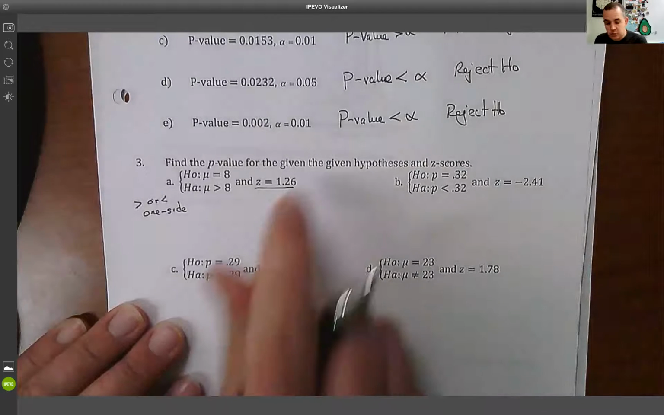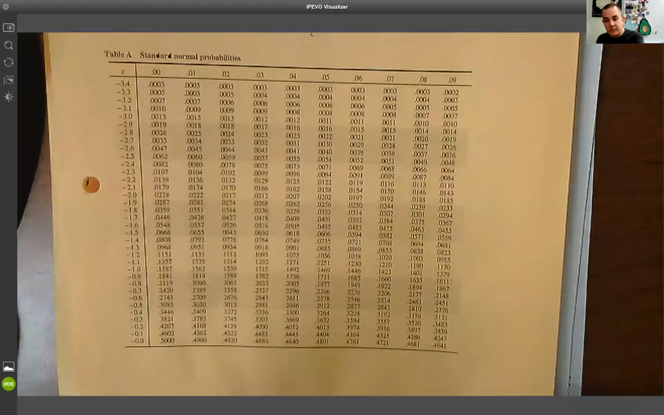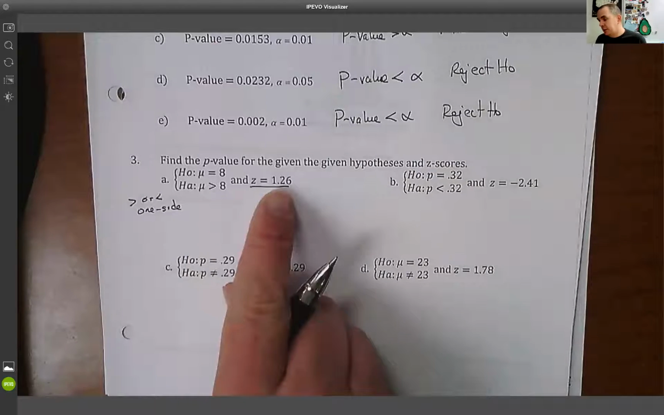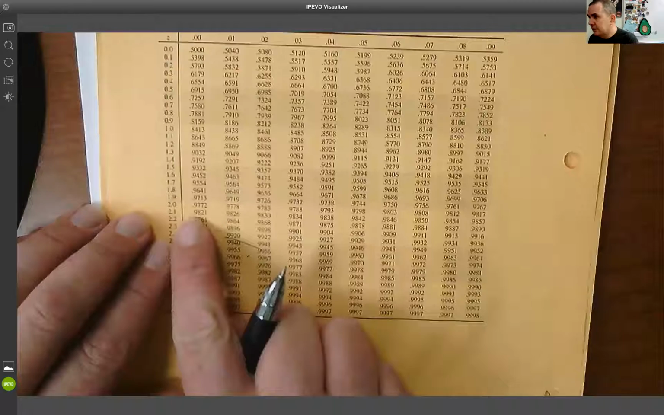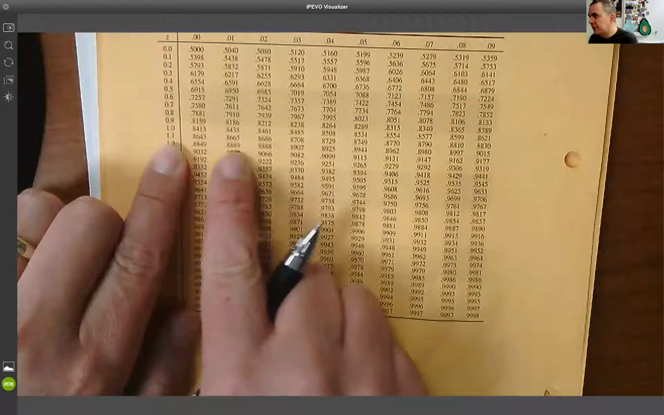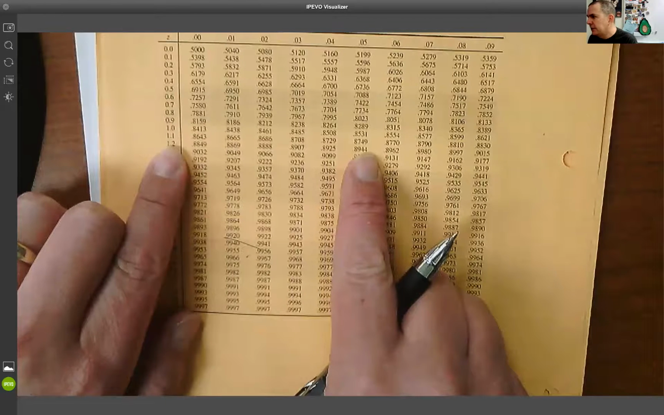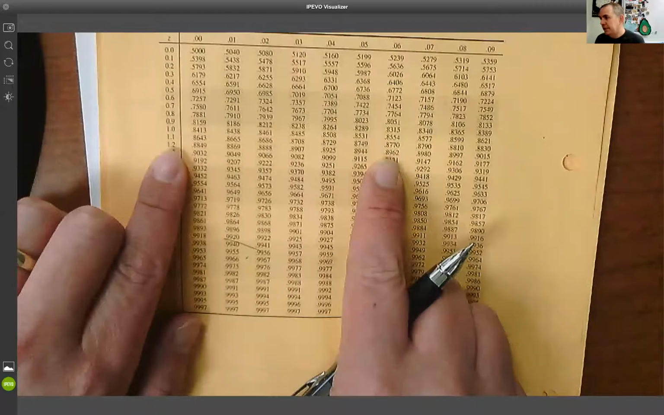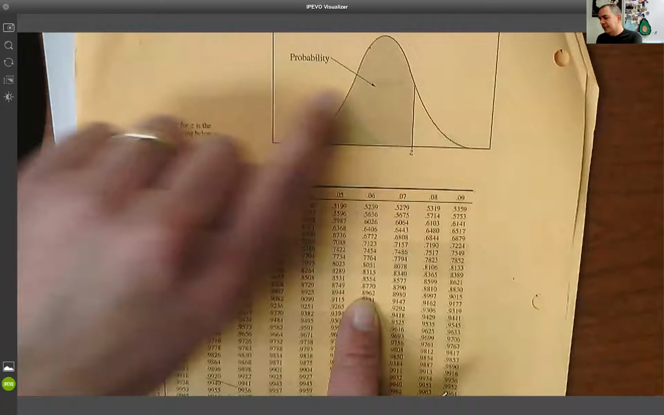Okay, so what that means is when I look at table A, I'm only going to look at one side of the table. I'm going to take one number out of the table. So I'm looking at greater than 1.26. I'm going to go to 1.2, drag my finger across till I get to the 6. And when I'm at 1.26, I'm at 0.8962. But the thing I need you to realize is it's saying 0.8962 is less than.